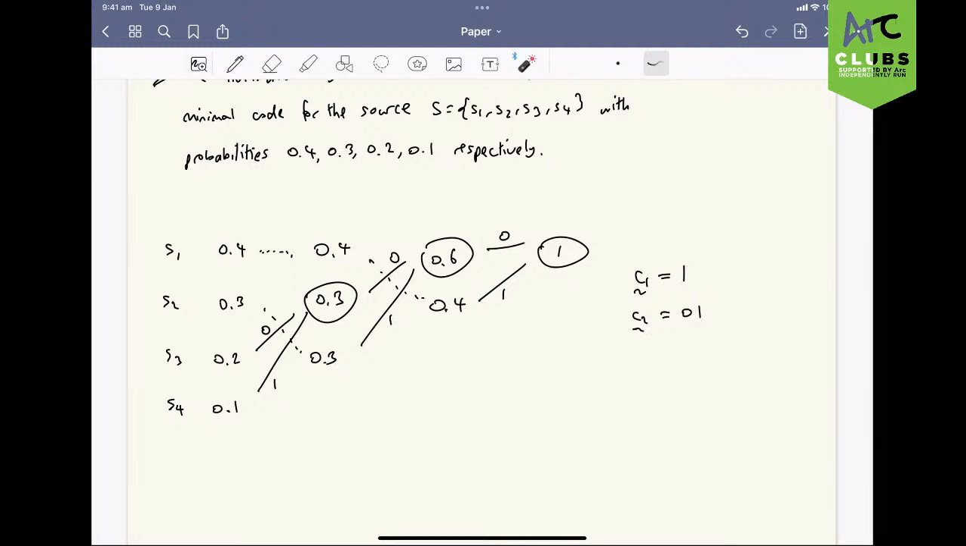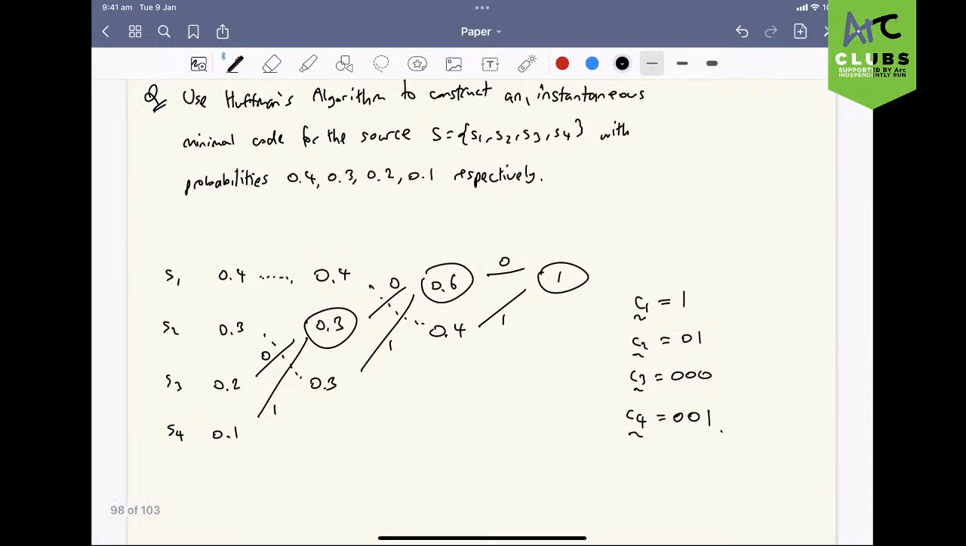If we look at S3, it's going to go through like this. So it's going to be 0, 0, 0. So C3 is 0, 0, 0. And finally, S4, it's going to go like this. So 0, 0, 0, 1. So the fourth code word is going to be 0, 0, 1. And that's really it. That's just the Huffman code for these source symbols with their given probabilities.